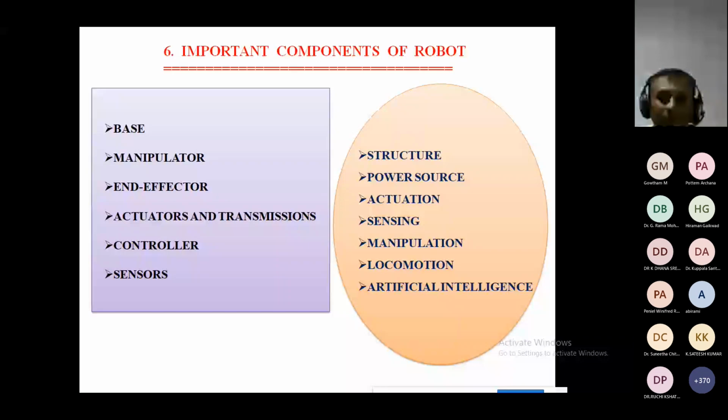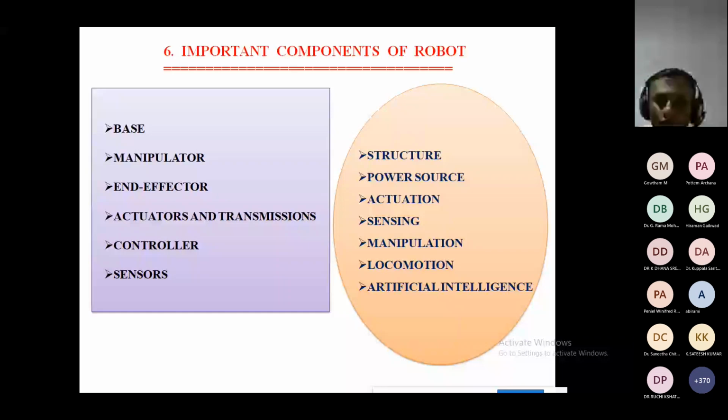Like that, a man can stand based upon the leg as a base. So a base will be required for the robot. Then manipulator and effector, actuator and transmission, controller and sensors. For a perfect design, the research fields are the structure, power source and energy consumption, actuation, sensing, manipulation, locomotion, and artificial intelligence. So these 7 areas are the research areas on the robot, where we can apply our knowledge.